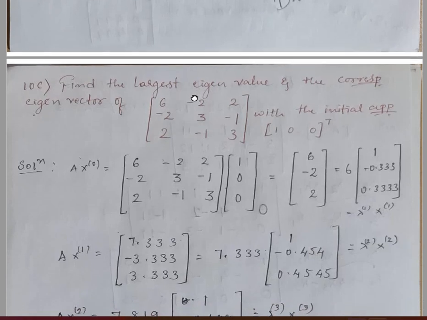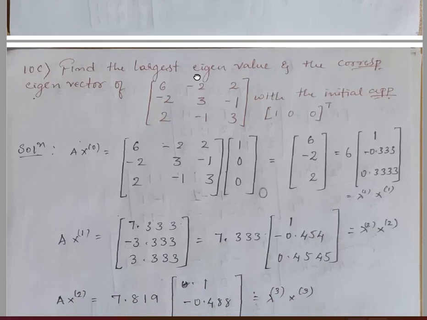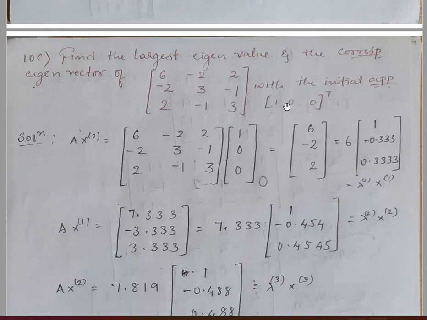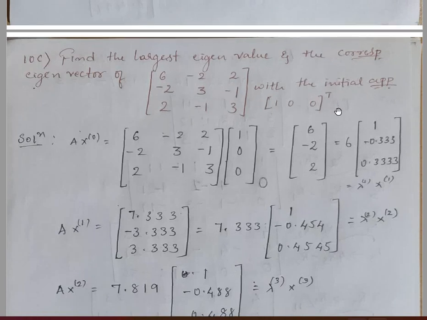Finally, moving on to the last question, that is eigenvalues and eigenvectors. For the given matrix, you are required to find the largest eigenvalue and largest eigenvector using the initial eigenvector as 1, 0, 0. If they don't mention 1, 0, 0, you can consider 1, 1, 1 or 1, 0, 1, whatever you want. And finally, it should match with the previous vector. Then you can finalize the answer.